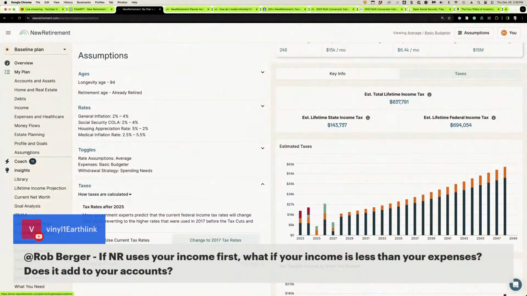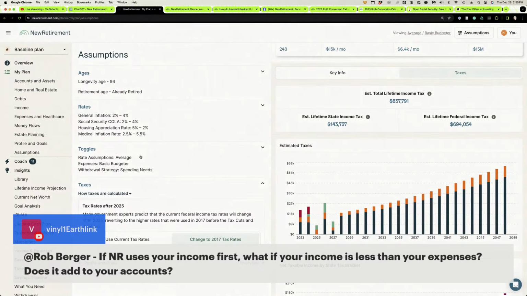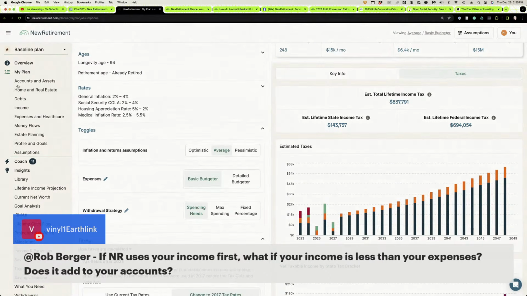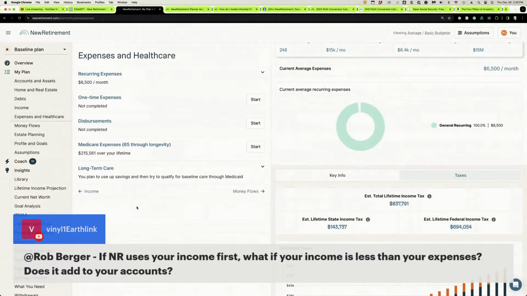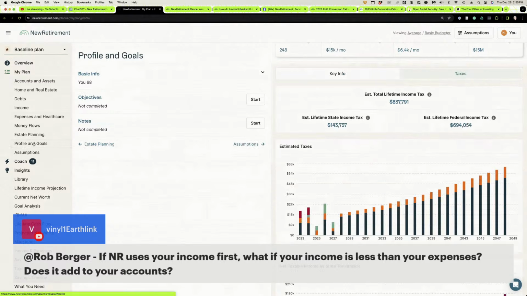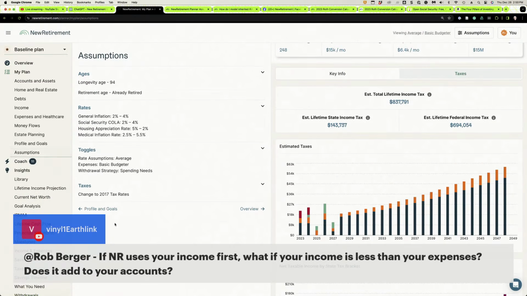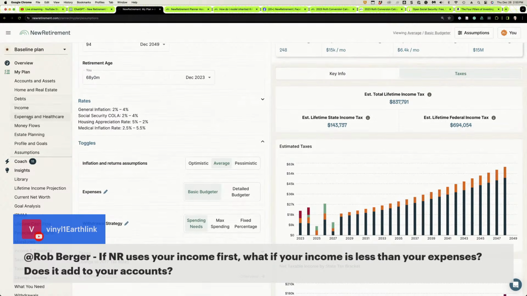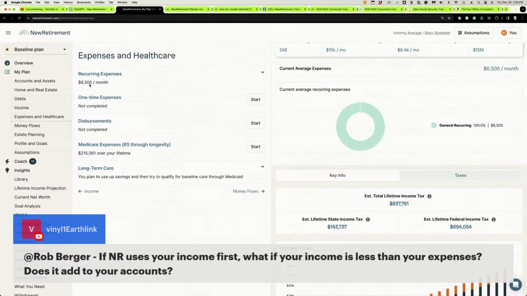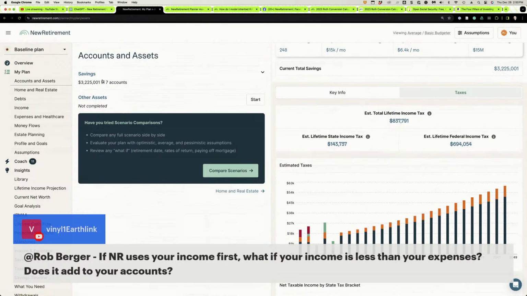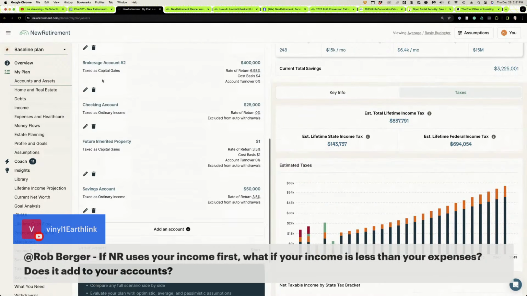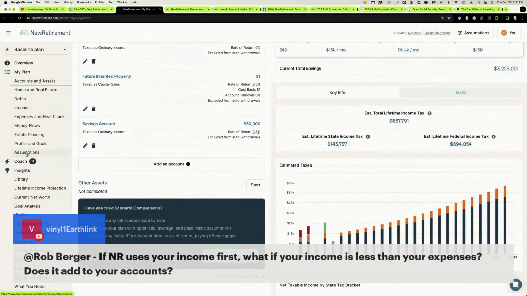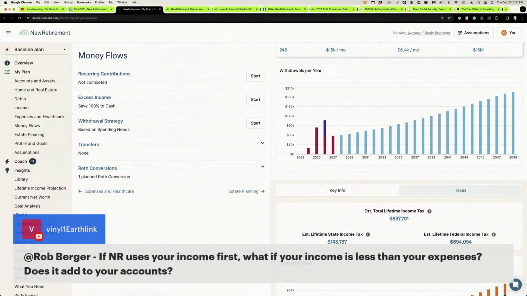And I think I remember where to set that. Let's see here. I could be wrong though. Where do you set that? I would have thought assumptions, but maybe it's not. It's been so long since I set it. It's not rates, no, it's not this. Maybe it's accounts. That doesn't seem right. Money flows. Excess income. There it is. It's in money flows, excess income.